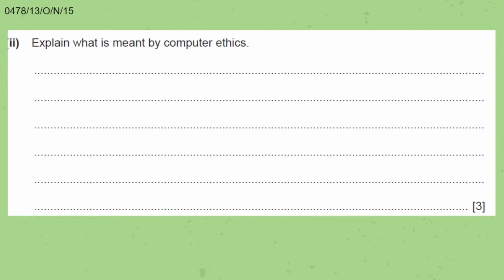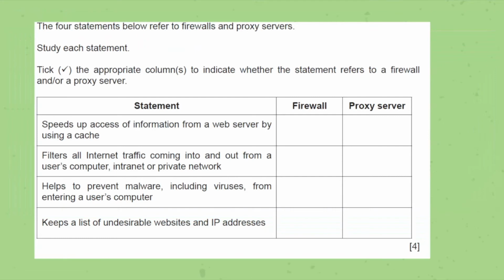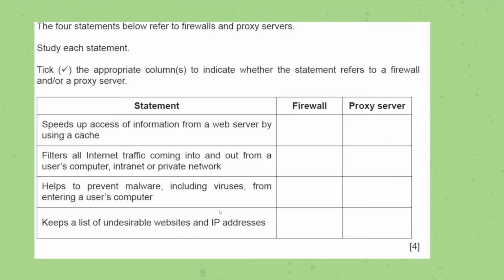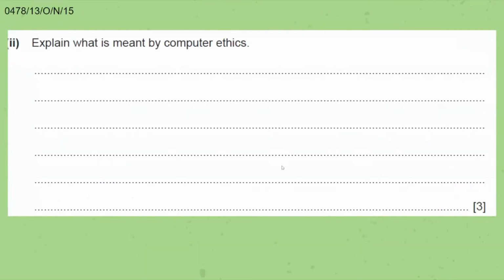Explain what is meant by computer ethics. The 4 statements below refer to firewalls and proxy servers. Study each statement. Tick the appropriate columns to indicate whether the statement refers to a firewall and or a proxy server. Explain 3 ways of preventing accidental loss or corruption of data. 6 marks, the previous one was 4 marks, and the first one was 3 marks. In total, 13 marks. And you may have to spend a bit of time here, but you can get the 13 marks if you concentrate well.